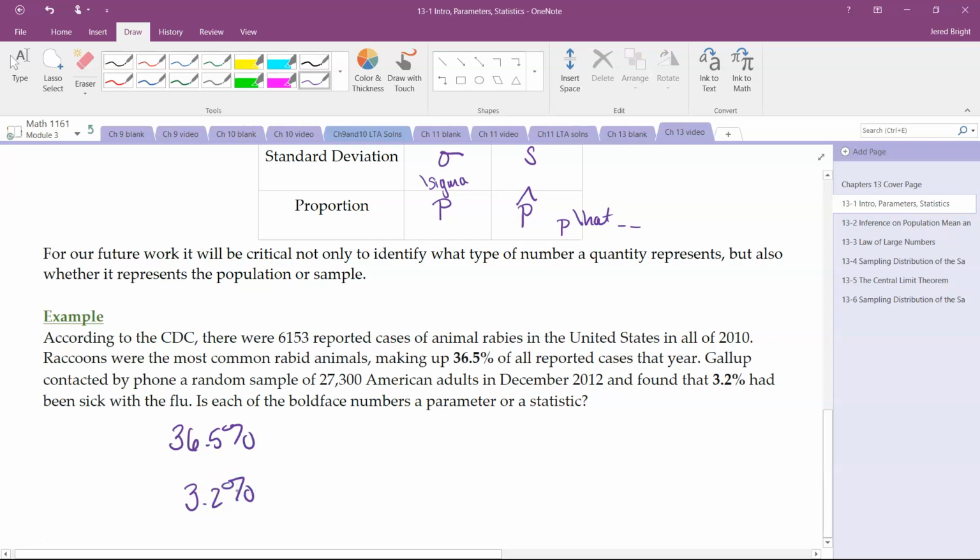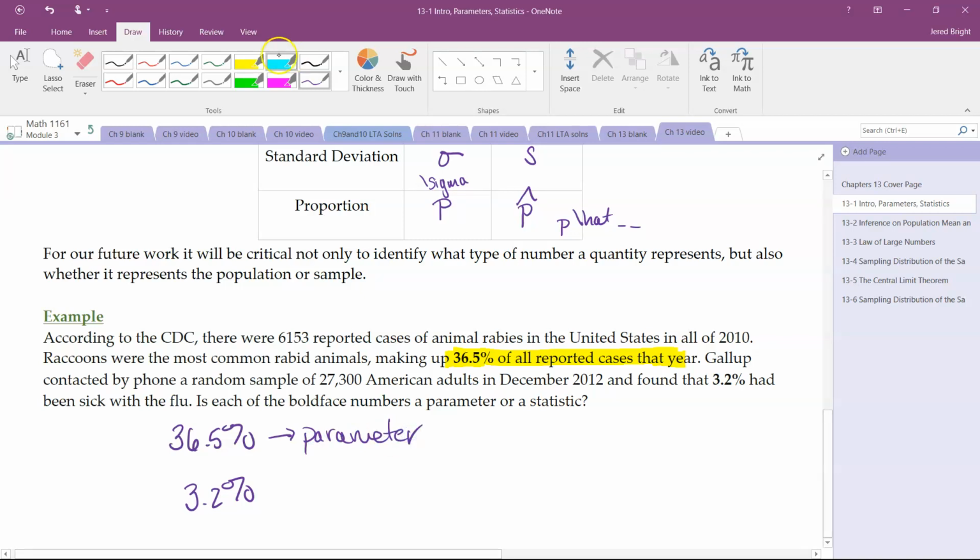As I look at the language surrounding the 36.5, it says 36.5 of all reported cases that year. So that is saying there are cases reported, and we're looking at among all of them, this is the number. This number is actually a parameter because it is describing the entire population. Let me erase that. So this is a parameter.